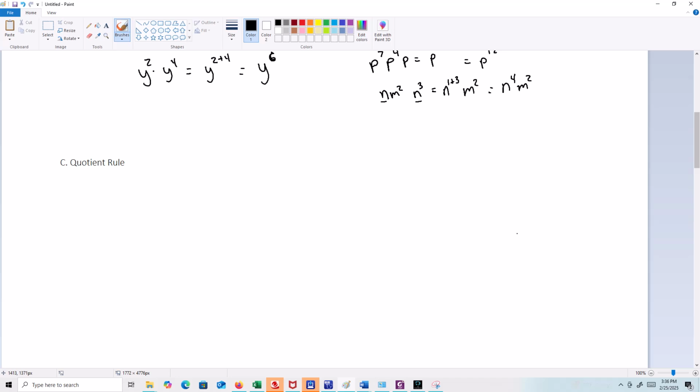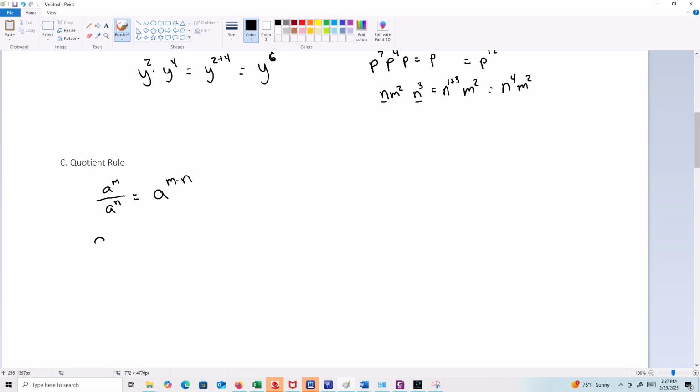All right, the last thing to look at is the quotient rule. The quotient rule says a to the m power divided by a to the n power is going to equal a to the m minus n power. Now this one, if you don't remember it, it will simply be so easy to figure out.